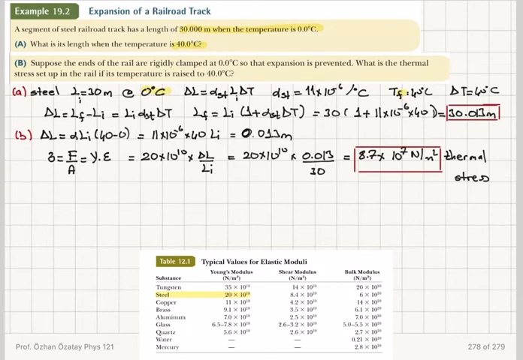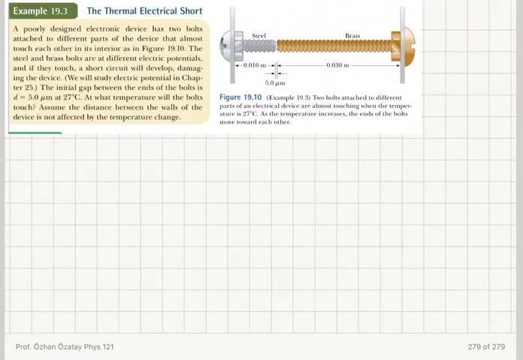Let's look at one more example. A poorly designed electronic device has two bolts attached to different parts of the device that almost touch each other in its interior. The steel and brass bolts are at different electric potentials, and if they touch, a short circuit will develop, damaging the device. The initial gap between the ends of the bolts is 5 micrometers at 20 degrees Celsius. At what temperature will the bolts touch?